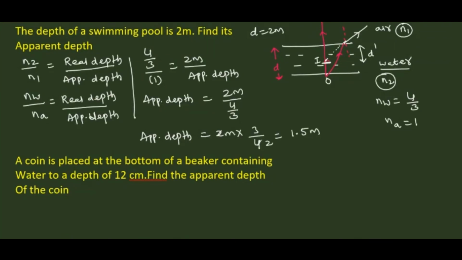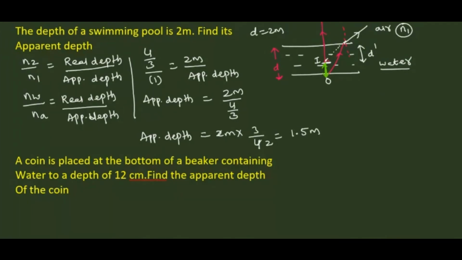So this is apparent depth. That means actually the depth of the swimming pool is 2 meter. But for the observer who is observing from air, the depth of the swimming pool appears 1.5 meter only. Then from this we can calculate normal shift also. Normal means here the shift is perpendicular. In the case of a rectangular glass slab, the shift is lateral. But here the shift is perpendicular. You can calculate normal shift also.